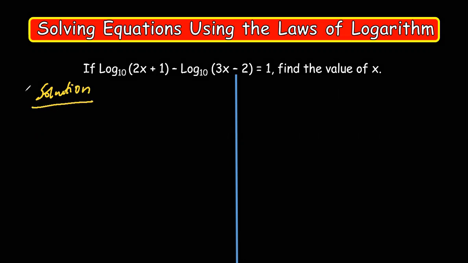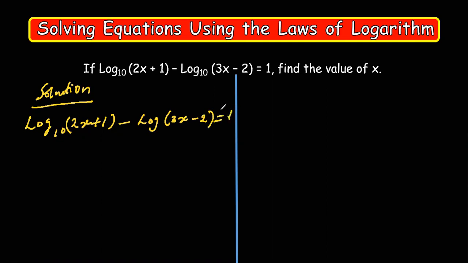So we have the question, which is, in base 10, log of 2x plus 1 minus log of 3x minus 2 equals 1. This is in base 10 as well. We are going to look for x by simplifying. So let's rearrange this, and then we apply the laws of logarithm.